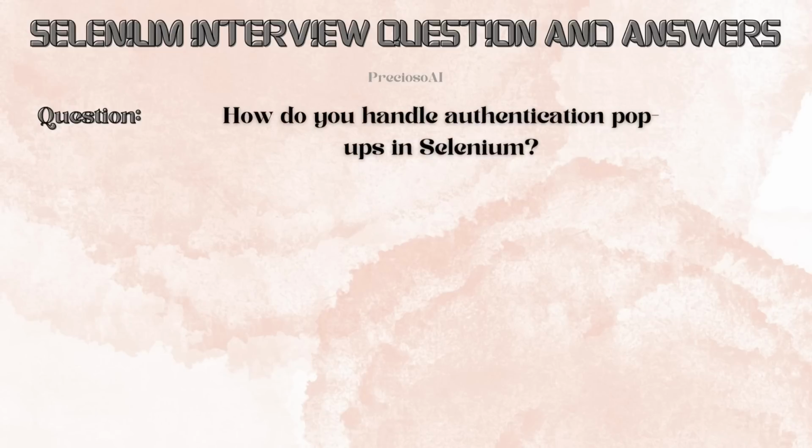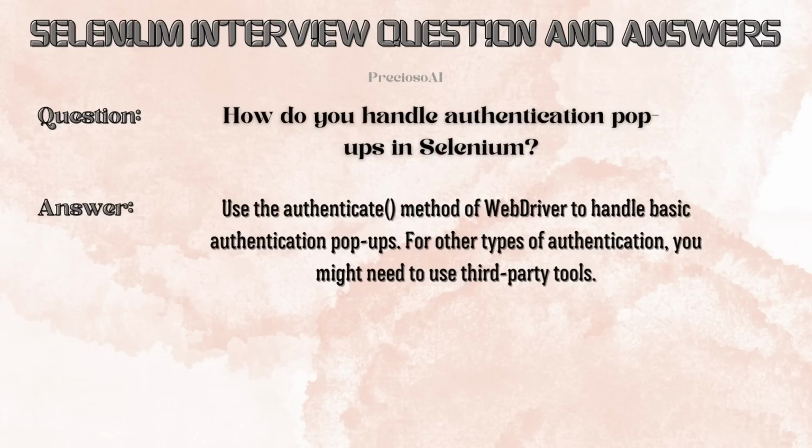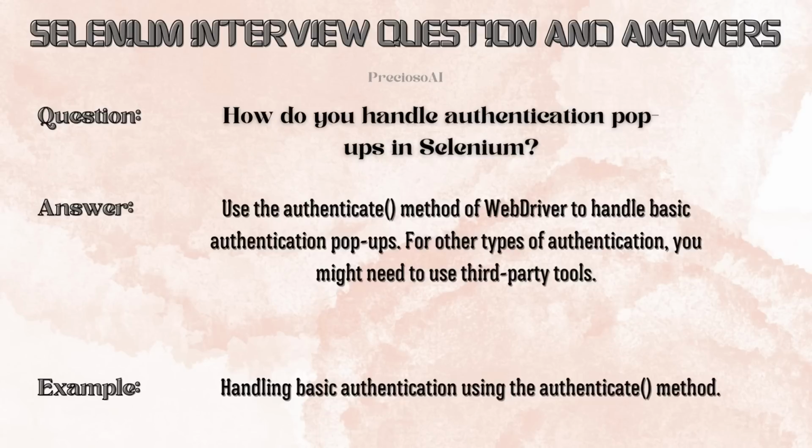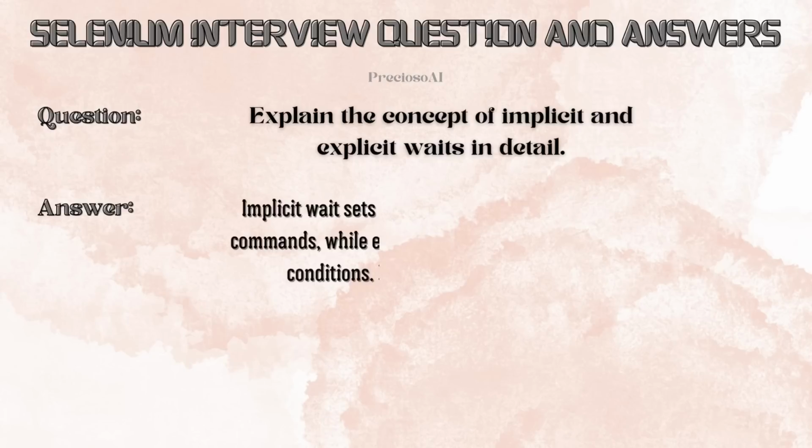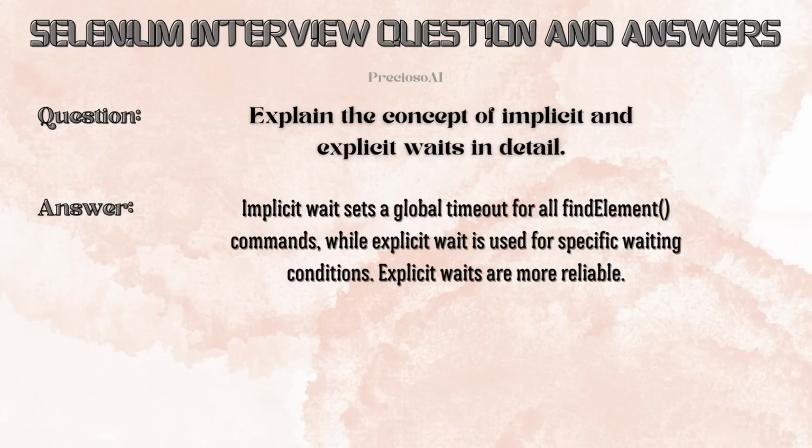Next question: how do you handle authentication pop-ups in Selenium? And the answer is: use the authenticate method of WebDriver to handle basic authentication pop-ups. For other types of authentication, you might need to use third-party tools. For example, handling basic authentication using the authenticate method. Next question, explain the concept of implicit and explicit waits in detail.